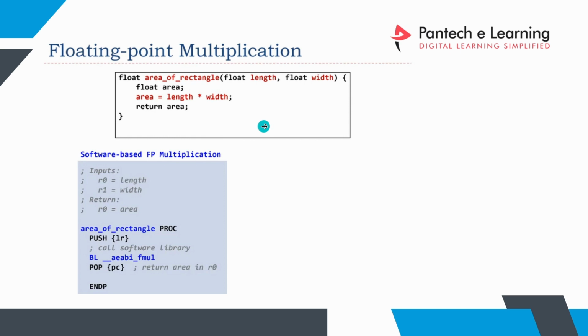This is a basic example for floating point calculation. This code is for deriving the area of a rectangle. It is going to calculate the values in floating point because we are going to give the data lengths as floating point values. What it's going to do is software based floating point multiplication.